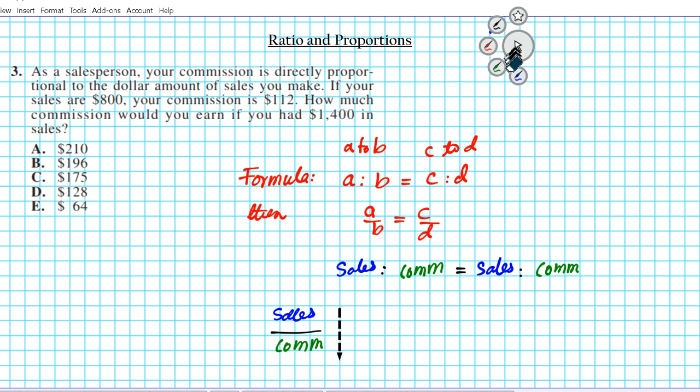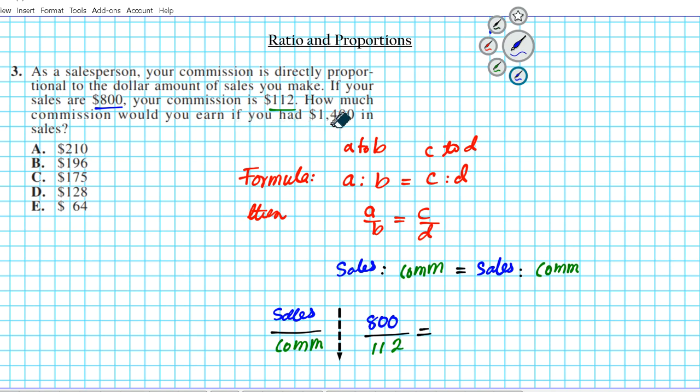In this particular problem, you have the first ratio. The sales is 800 and the commission is what? $112. All right, so let's write it down in fraction form. So the sales is 800 over the commission, which is 112. So that's the first ratio. Since you're in proportion, that's going to be equal to the next ratio. Please pay attention to the units, okay?